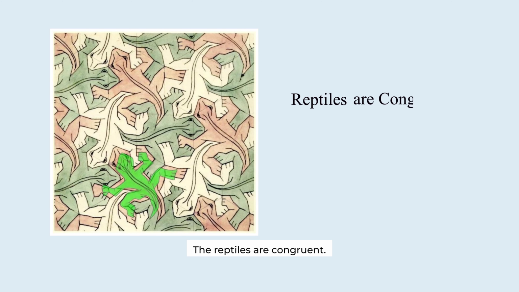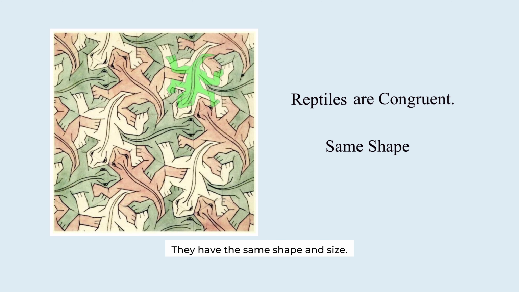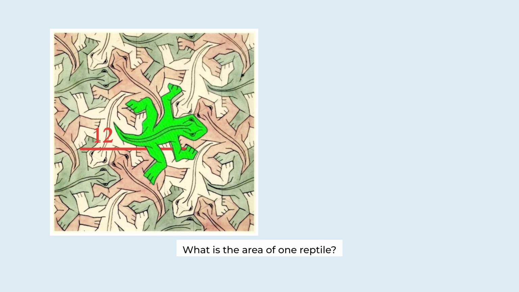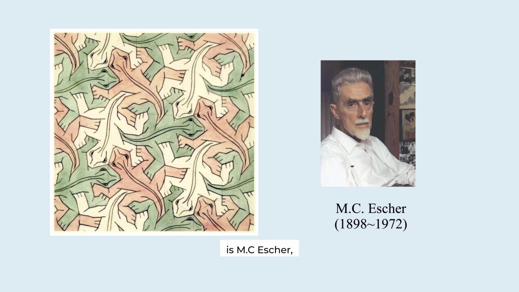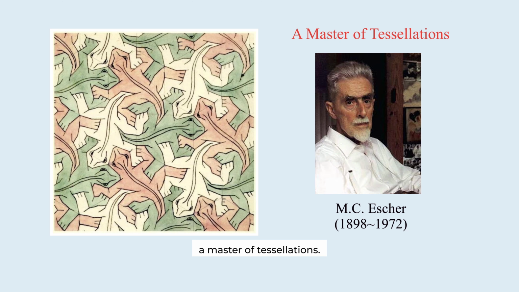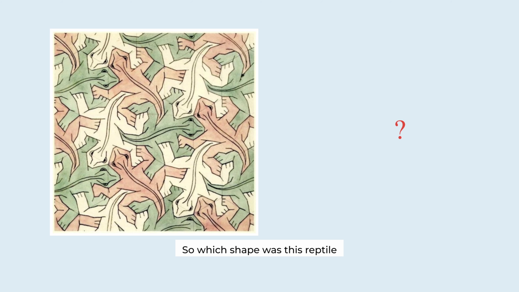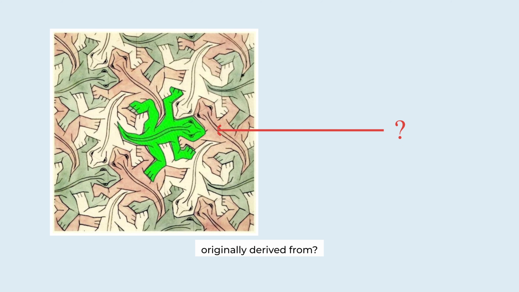The reptiles are congruent. They have the same shape and size. The length of this segment is 12. What is the area of one reptile? The artist behind this work is Escher, a master of tessellations. So, which shape was this reptile originally derived from?